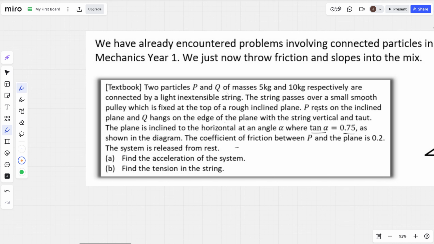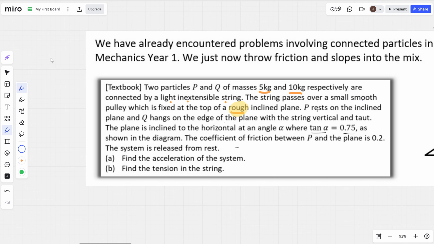So two particles, 5 and 10, are connected by a light inextensible string. The string goes over a smooth pulley, so the pulley is smooth, which is fixed at the top of a rough inclined plane. So there's friction, and we often have to have a think about how we place friction. Let's start trying to draw this and get an idea what this looks like.